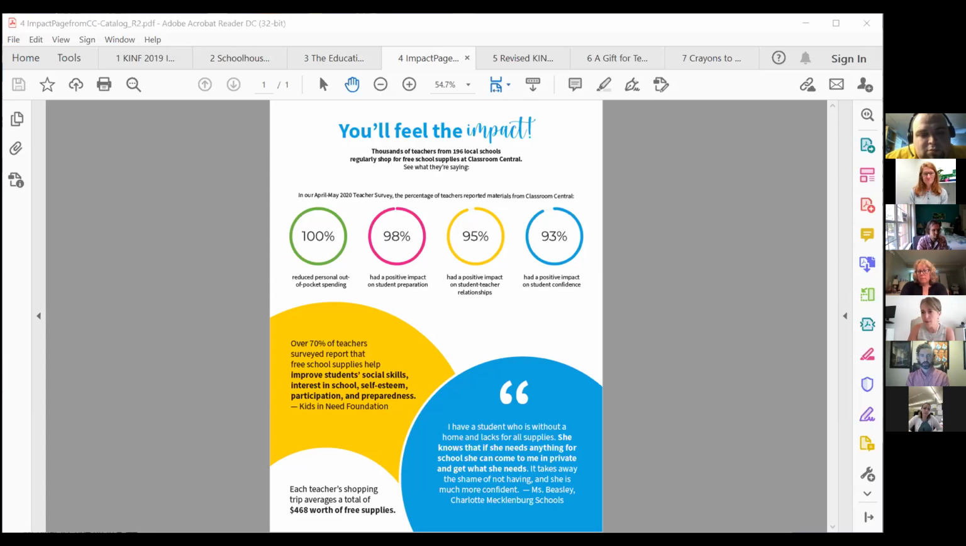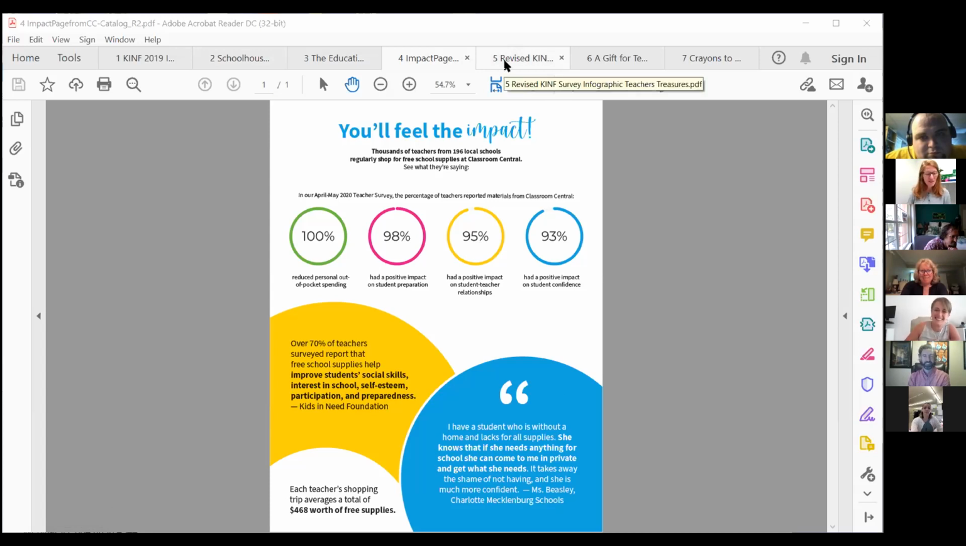And certainly everybody wants to know what's in it for them. Well, at the very bottom, the average trip to Classroom Central is worth $468 in free supplies. So it may make it worth their while to drive across town to visit our program and services. So that's how we use it. That is awesome. And I think we all are looking forward to hearing how that pilot program goes. We are too.